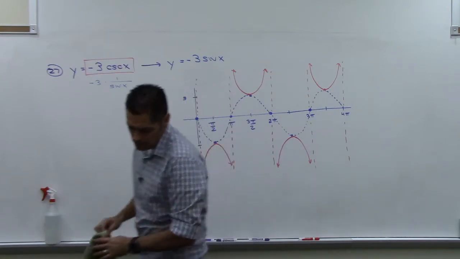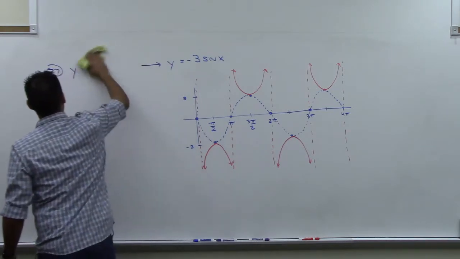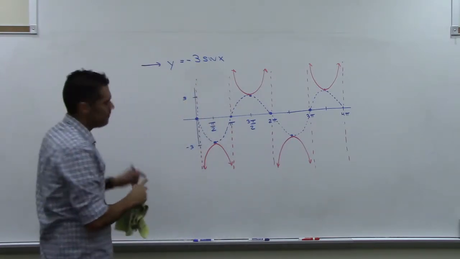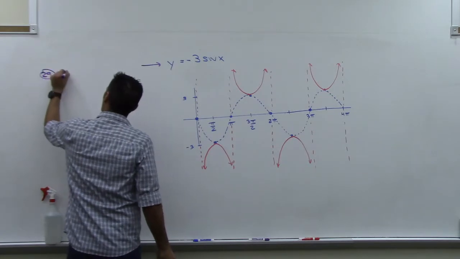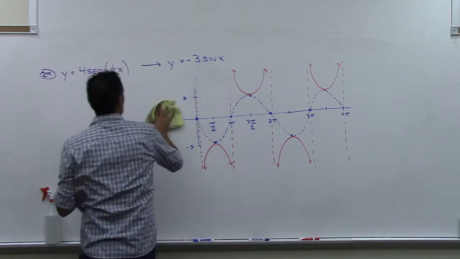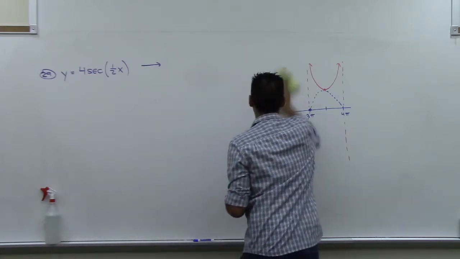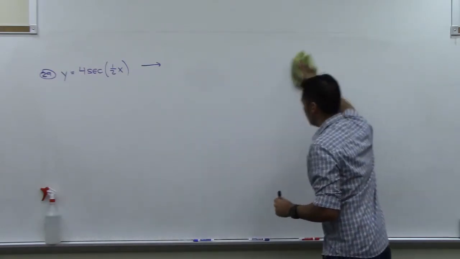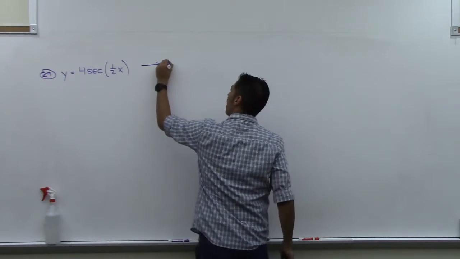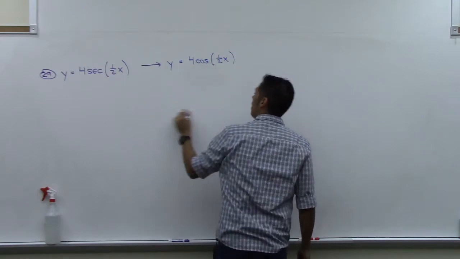All right, number 29. 4 secant of 1/2 x. All right, so to do this, I'm going to do the same sort of thing. Because this is secant, I'm going to have to graph cosine first, because secant is the reciprocal of cosine. So I'm going to graph first y equals 4 cosine of 1/2 x. And we've done that already.